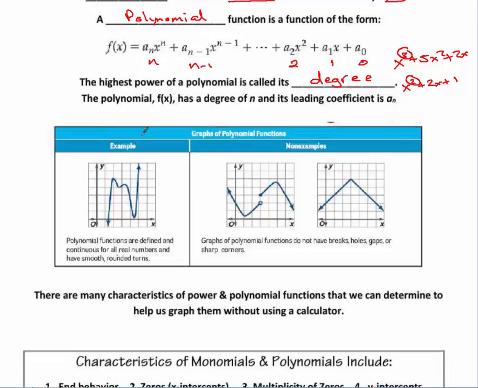Something to keep in mind about the graphs of polynomial functions is that polynomial functions are defined and continuous for all real numbers and have smooth rounded turns. So they're always going to be like this. They're the kind of things you can draw without ever picking up your pencil. They're never going to have jumps or sharp turns. They're always just smooth, continuous curves, for all real numbers. So that means their domain is negative infinity to infinity.